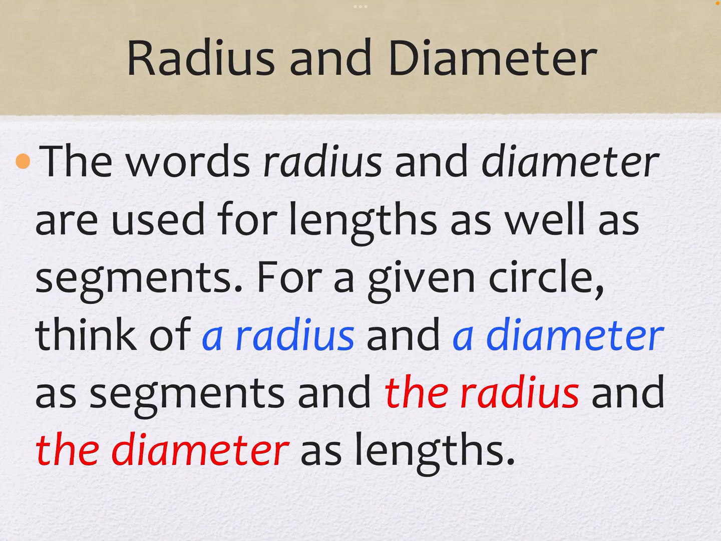Let's talk about a radius and a diameter. The words radius and diameter are used for lengths as well as segments. For a given circle, think of a radius and a diameter as the segments, and the radius and the diameter as the lengths. So if I ask you for a radius, I'm asking you to name a segment. If I'm asking you for the radius, I'm asking you for the actual length, the number.